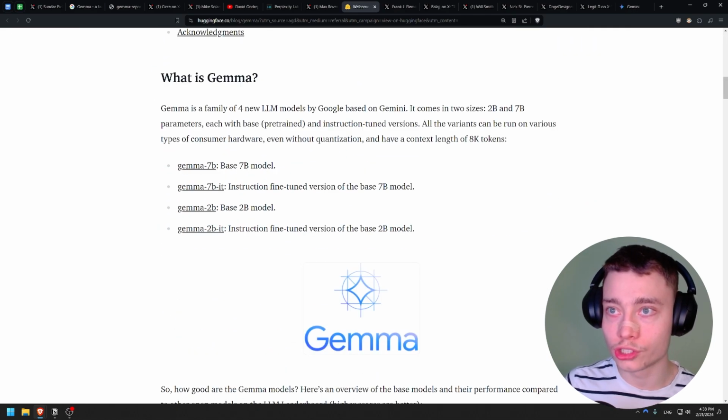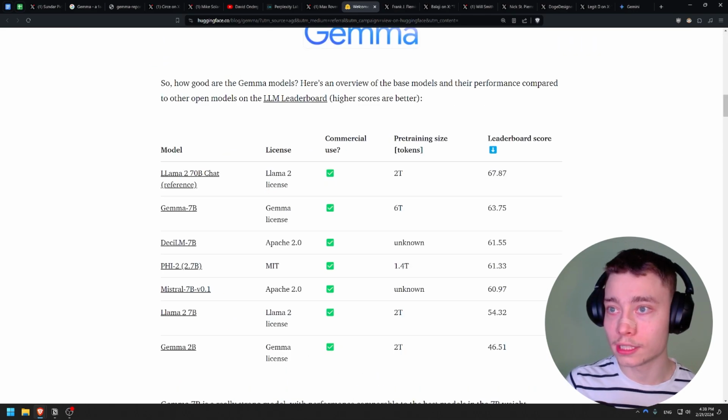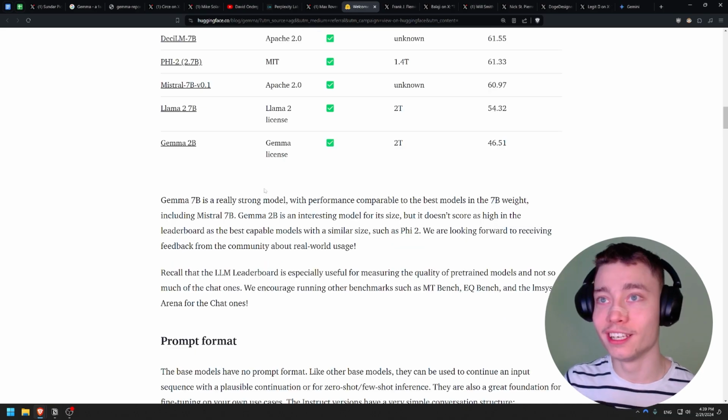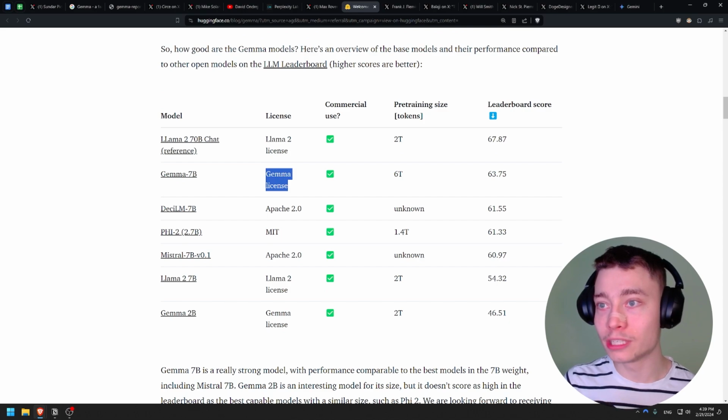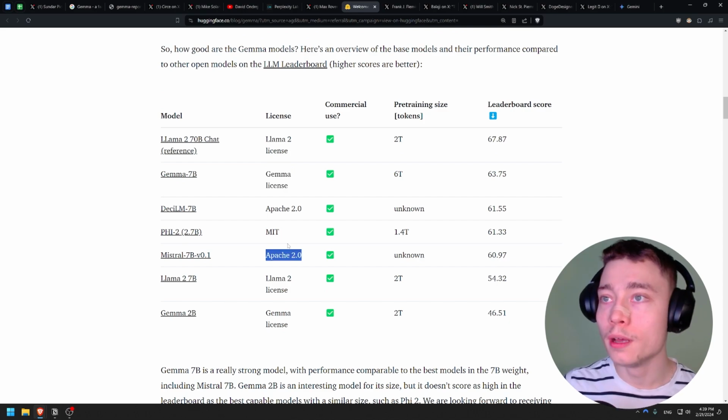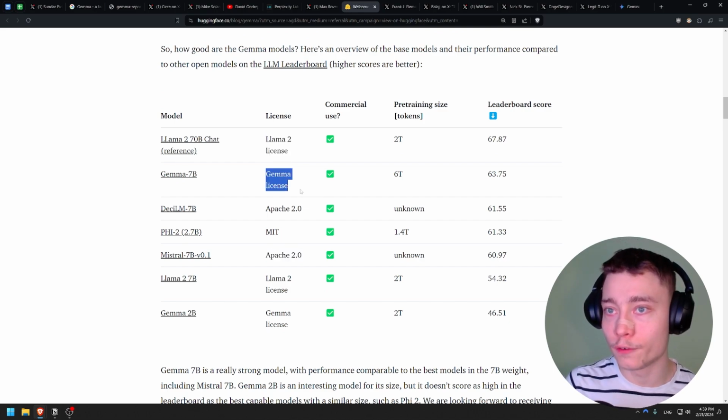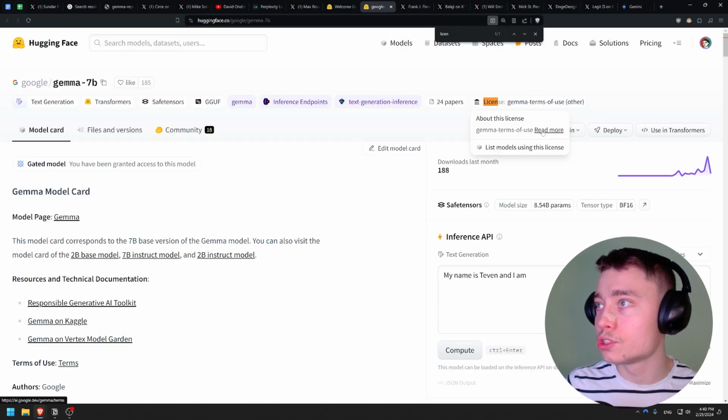We have the two options. I mean, four options, but two sizes. Okay, this is interesting. What license do we have? Gemma license. Oh, so they invented a new license. Oh, no. It all depends on the license. Like, you know, Mistral has Apache 2.0. Like, this is fully open. But these custom licenses are often sketchy. Gemma terms of use. Read more.